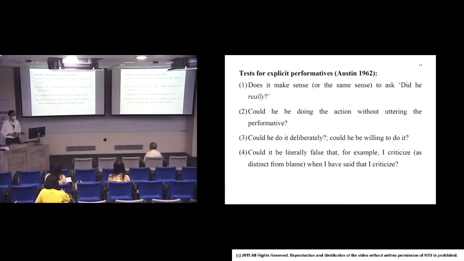And so he came up with tests for explicit performatives, like, does it make sense, or the same sense, to ask, did he really? So did he really apologize? If he said, I'm sorry, then there's a question, did he really apologize? Well, you're not sure. Or if he said, I apologize, then you would know he apologized. Could he be doing the action without uttering the performative? Could he apologize without saying, I apologize? Yeah, but it would go back to this, like, I'm sorry, where maybe he's apologizing, maybe he's not.